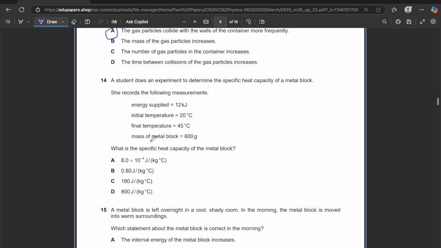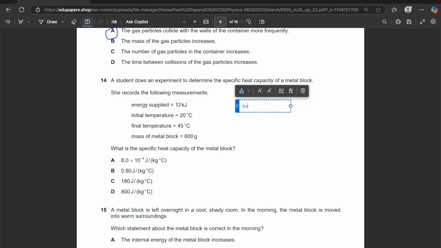In 14, a student does an experiment to determine the specific heat capacity of a metal block. She records the following measurements. What is the specific heat capacity of the metal block? So you need to know the equation, right? C is equal to delta E, I'll just write E by m c, E by m delta T.